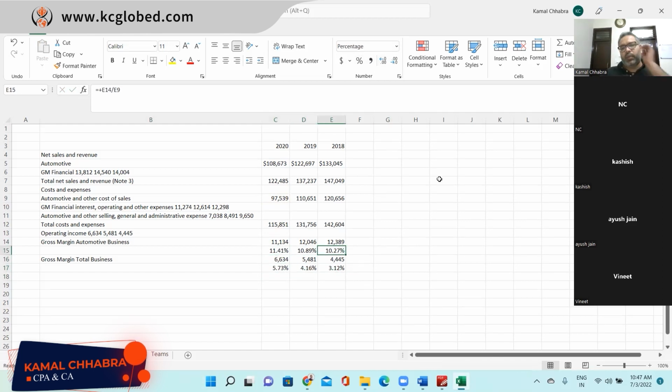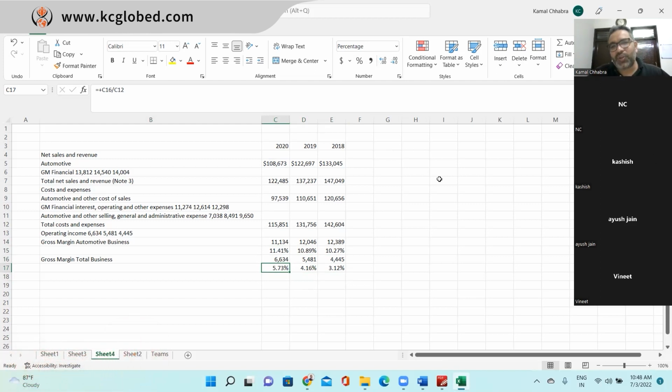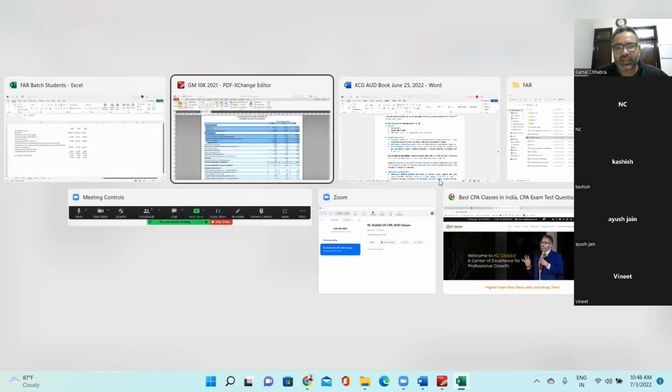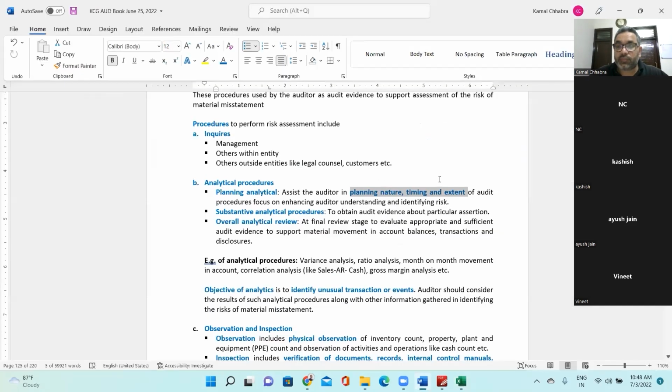In 2018 it was 10.27%, then it increased to 10.89, and now it has increased to 11.41. In the same way, overall at the entity level it is also increasing from 3 to 4 to 5%. And this kind of analysis is called gross margin analysis. What it actually helps you understand is whether the company is profit making or loss making, whether there is a going concern issue or not, right? Make sense? Yes, sir.